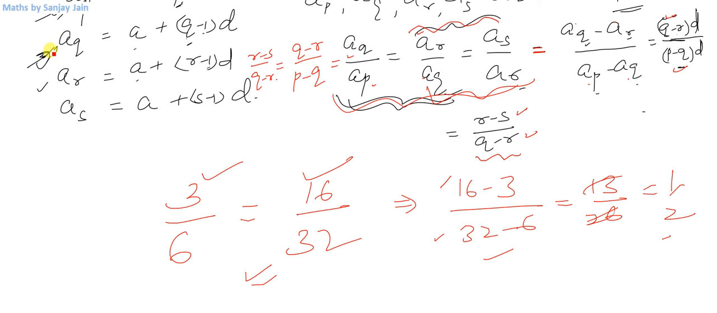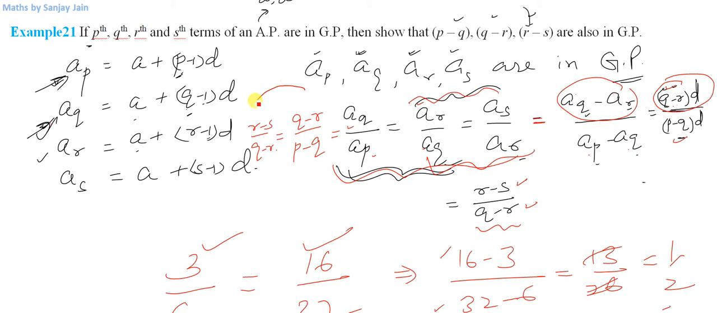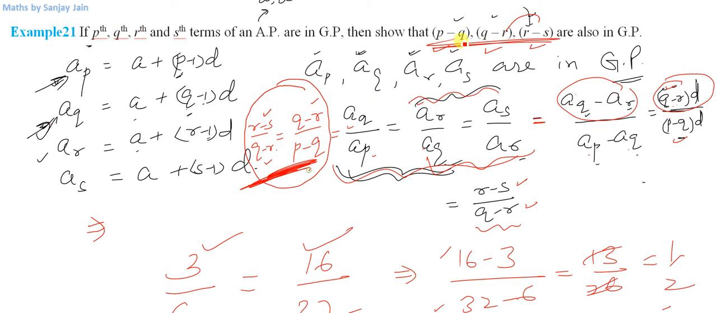And aq minus ar will come out to be (q minus r) into d. This is something that is very, very basic. If you subtract these terms, you will see that this is happening. Now I think you know that the question has been solved. If I can show this much, then I can say that these terms p minus q, q minus r and r minus s are in GP, right? As you can check, (r minus s) divided by (q minus r) is equal to (q minus r) divided by (p minus q). So yes, these are in GP.